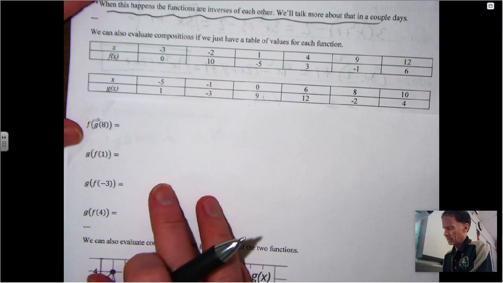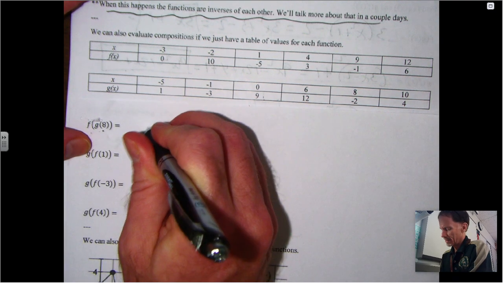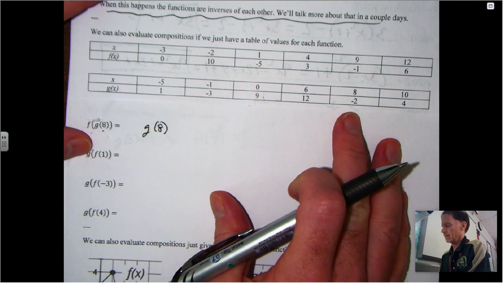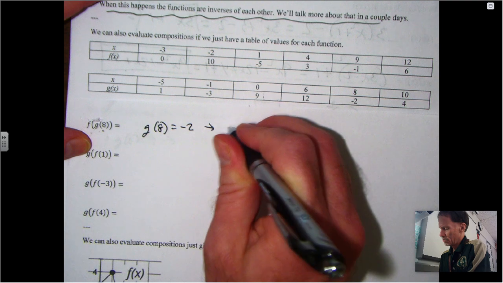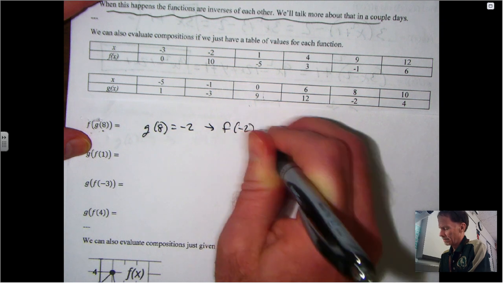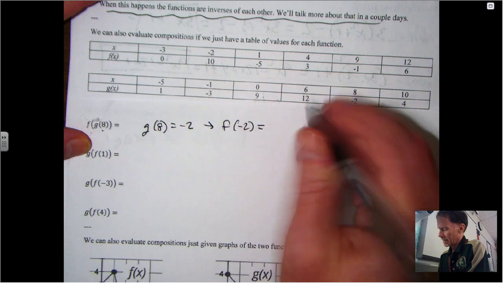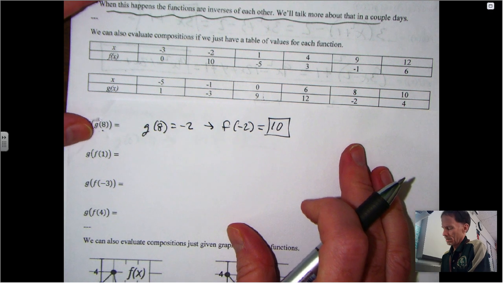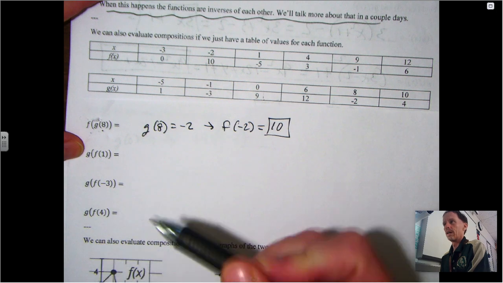So now we're going to do the same thing. f at g of 8, again, work on the inside. g of 8. Look at the table, see what g of 8 is. In this case, it's negative 2. And then we take that negative 2, f at negative 2, go to negative 2 on f, and it is equal to 10. And that is your final answer. All of these work exactly the same way, but again, work on it inside out.